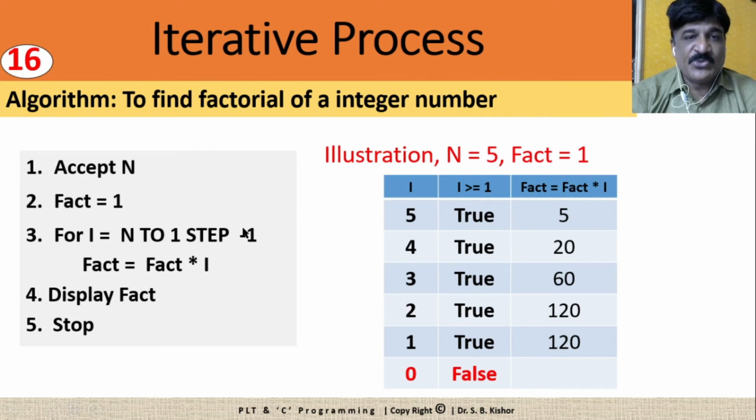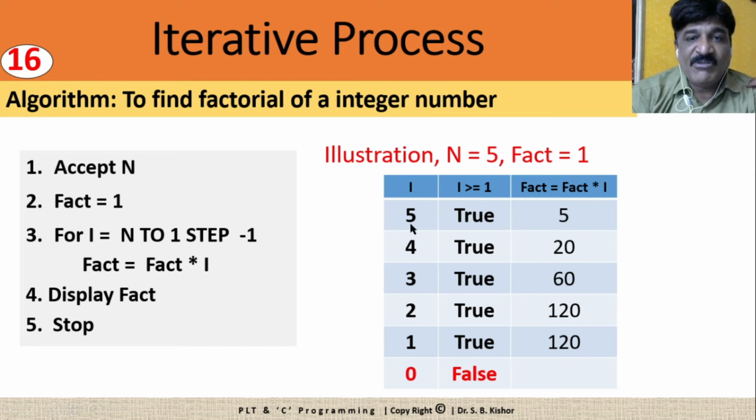Then, due to the step value -1, the value of I will become 4. Now 4 is greater than 1? Yes, the condition is still true. So again perform the multiplication. 5 into 4 becomes 20. Then the value of I will decrease, so it will become 3. 3 is greater than 1? Yes. So 20 into 3 is 60.